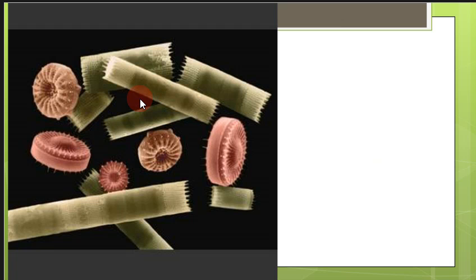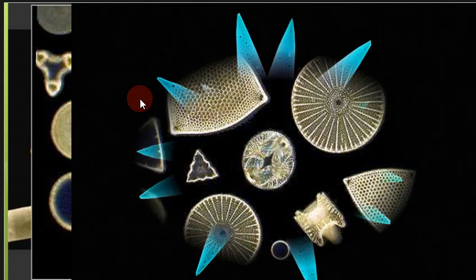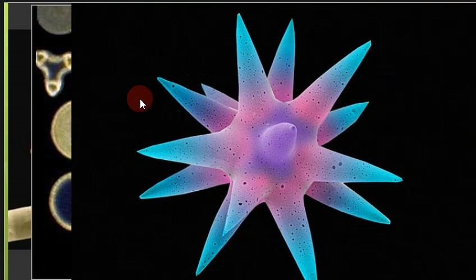Okay, here's a picture of some of them. This is an electron scanning micrograph of them, so a very, very close-up picture of their little glass cell walls. All right. Oh, here are some more. Check them out. They're just beautiful. Here's another one. It's like a kaleidoscope. I will tell you the colors are added by a computer, so they're not really that color. They're clear, like clear glass.